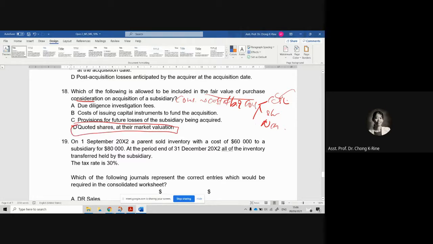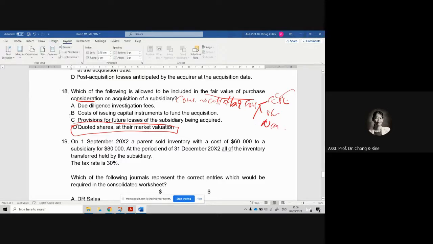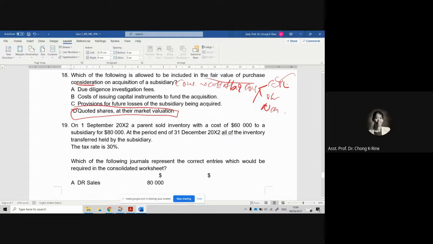All right, so we can actually issue our shares to buy, as part of our fair value of purchase consideration. Then, next one. Like all these, the investigation fee, the cost, all these are expensed off. All these are not to be included in our consideration as mentioned.